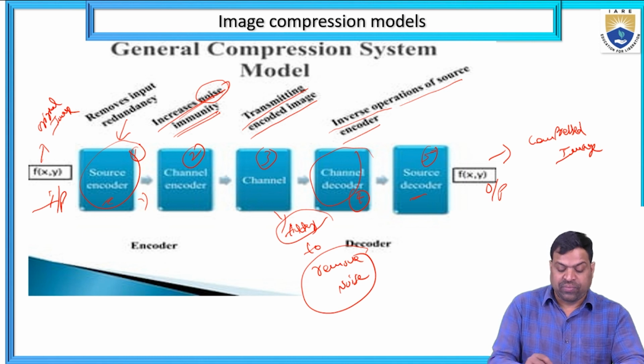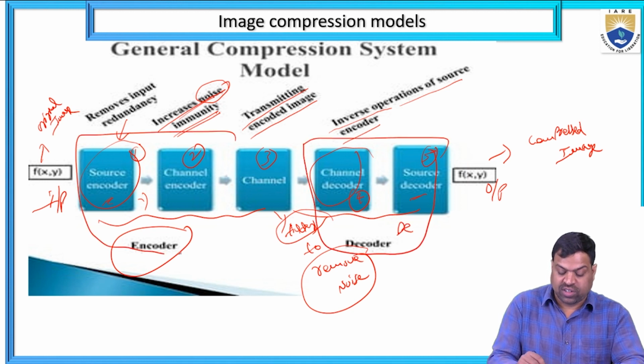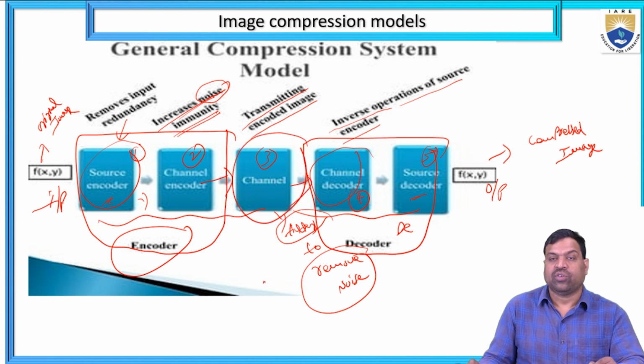So it is the encoder up to this point, and after the channel, it is the decoder. It is the decoder and it is the encoder. The channel is nothing but a mediator between the encoder and decoder. It is a general compression system of the image.